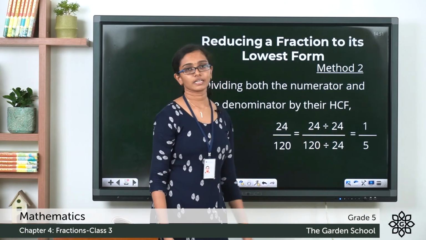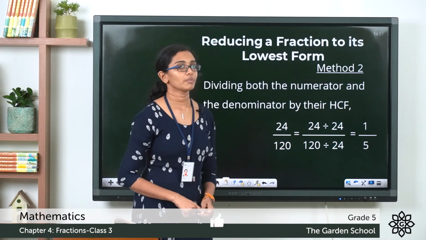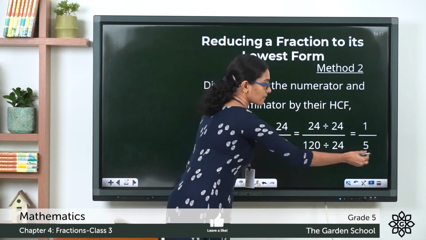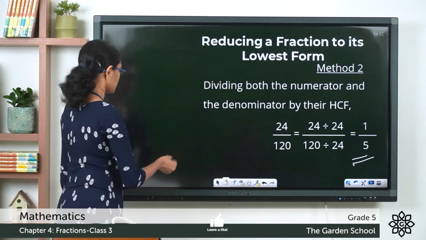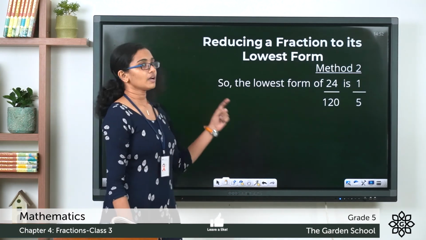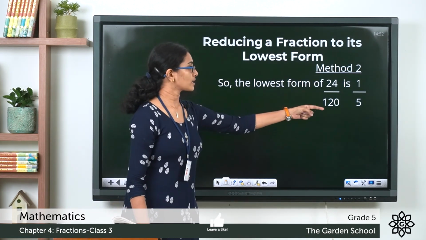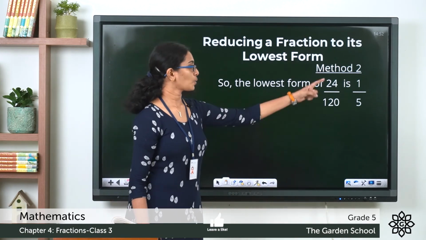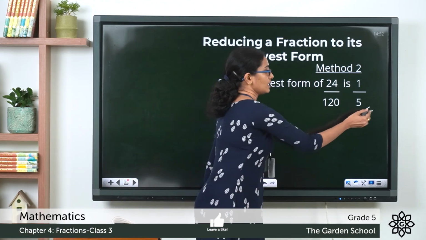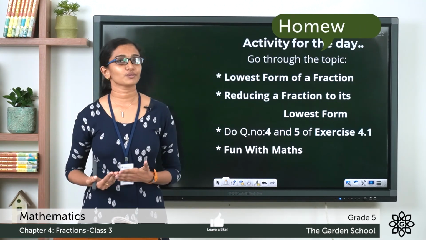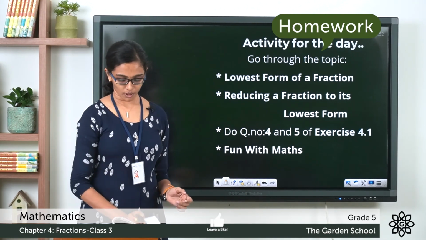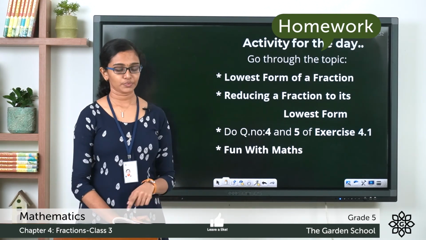Then we have the numerator and the denominator with the only common factor 1. So we have the lowest form here. So with method 2 as well, we have found out the lowest form of 24 and 120 as 1 by 5. Clear?